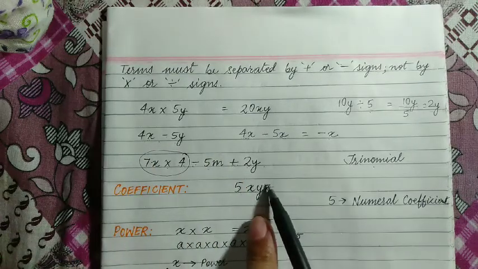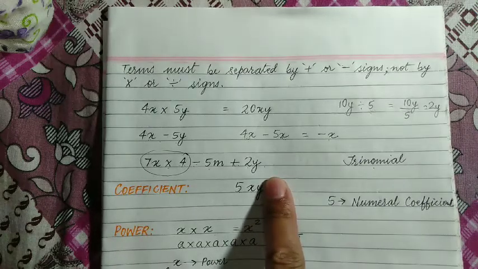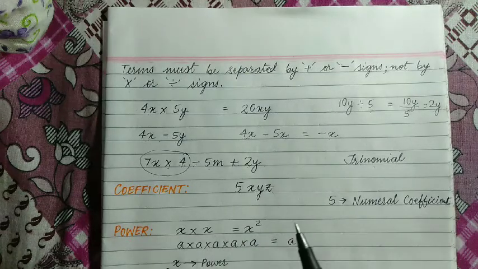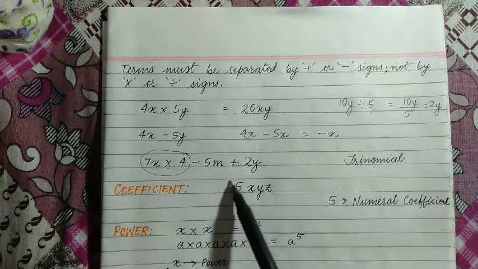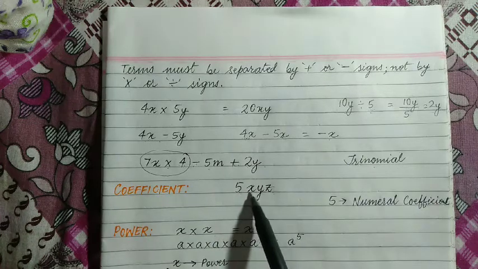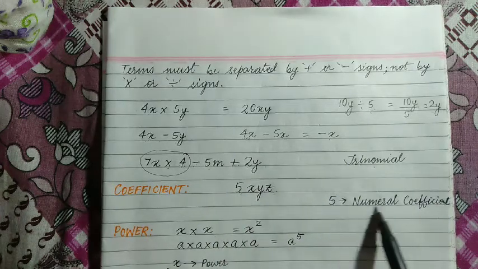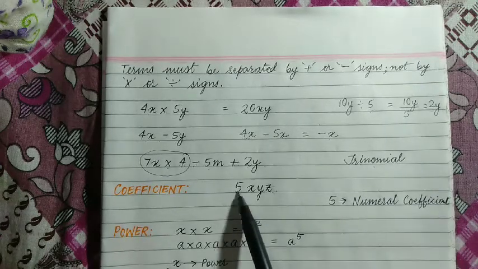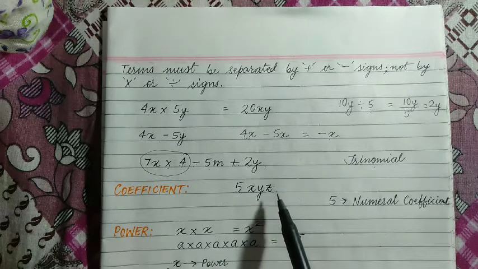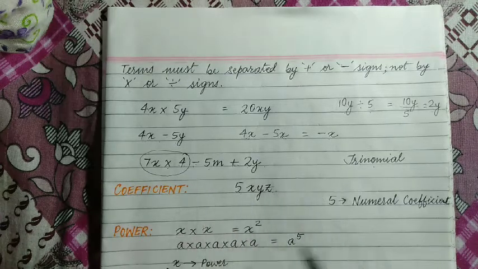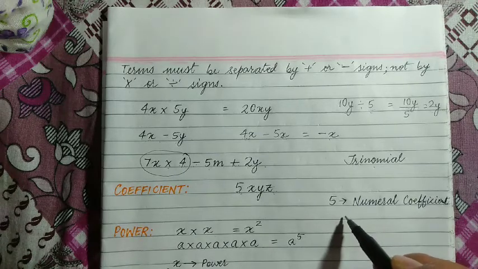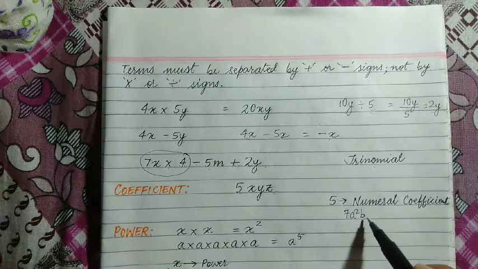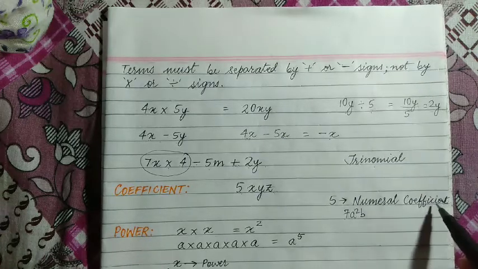What is the coefficient of z? Just block z. The remaining 5xy will give you the coefficient of z. This 5, being the number in front of these variables, is called the numeral coefficient. So 5 is the numeral coefficient of 5xyz. Similarly, in a term like 7a square b, 7 is the numeral coefficient.